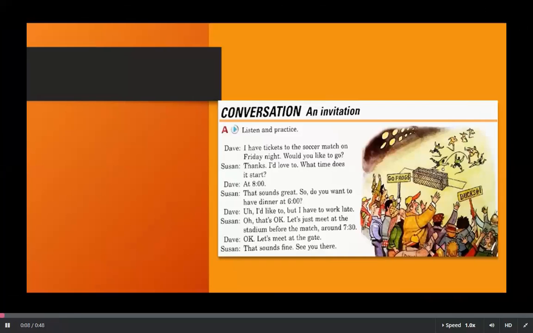In this lesson, participants would listen to a conversation where "would" for invitations is used when making plans. We will learn through this conversation how to accept or refuse an invitation. As you listen to the audio program, pay attention to expressions such as "I'd like to" and "I'd love to."